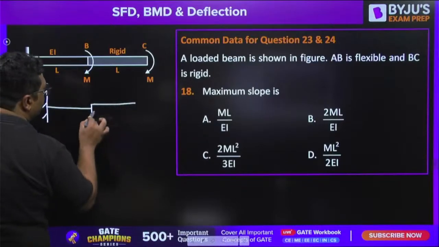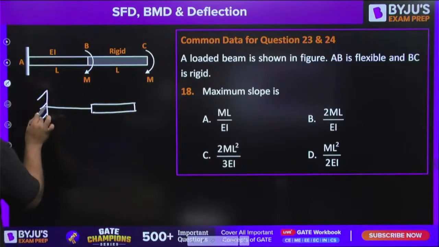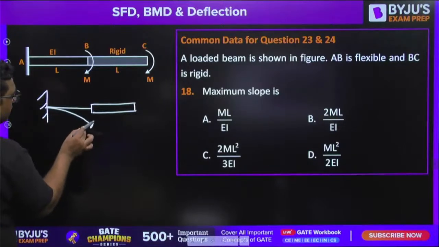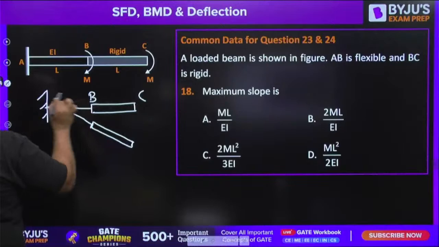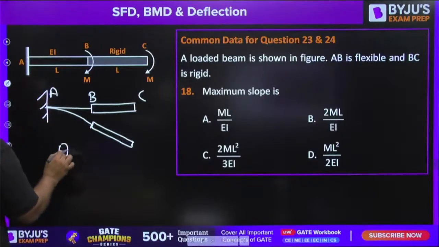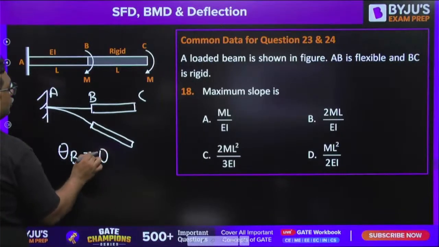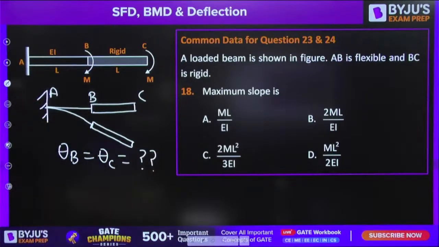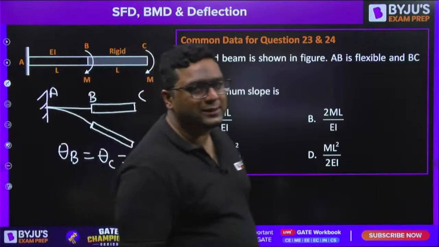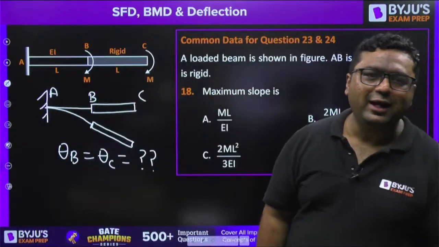This part is rigid. So in this case, you know that this is C, this is B, this is A. Slope at B will be equal to slope at C. But what will that be? You need to find that out. Maximum slope is... Try to solve it, guys.